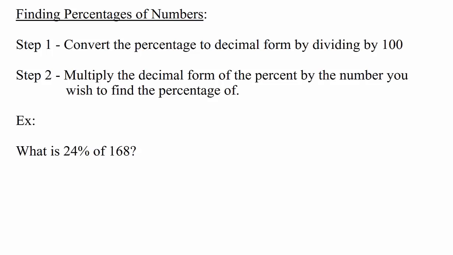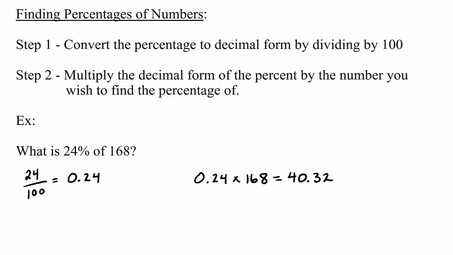So the first example says, what is 24% of 168? So I'm going to take the 24 and divide that by 100, and that will give me 0.24. I then take that 0.24 and multiply it by 168, and I will get a result of 40.32. So 40.32 is 24% of 168.